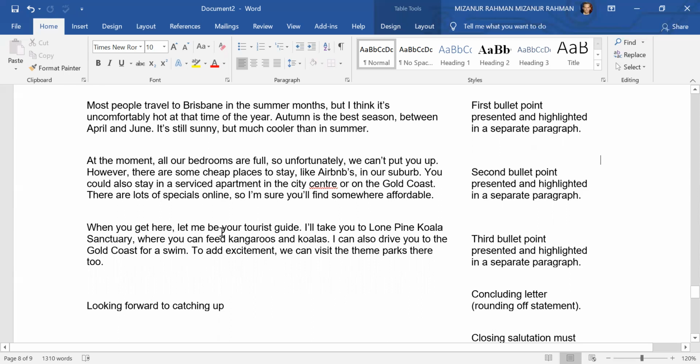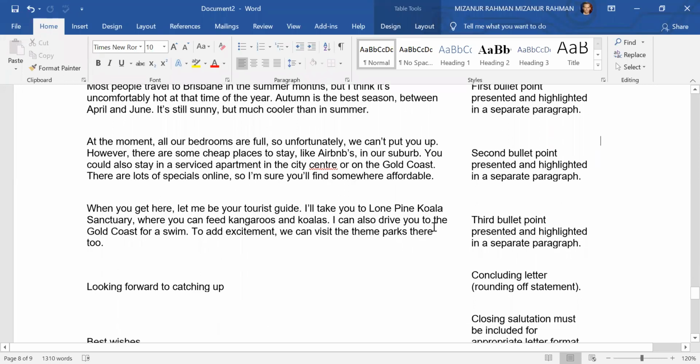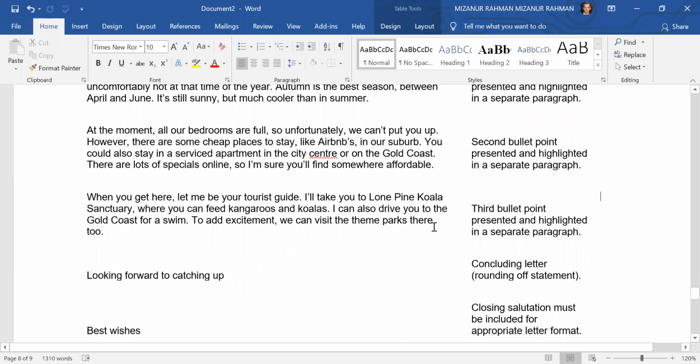"When you get here, let me be your tourist guide. I will take you to Lone Pine Koala Sanctuary, where you can feed kangaroos and koalas. I can also drive you to the Gold Coast for a swim. To add excitement, you can visit the theme park there too. Looking forward to catching up." That is the third bullet point, presented and highlighted in a separate paragraph.